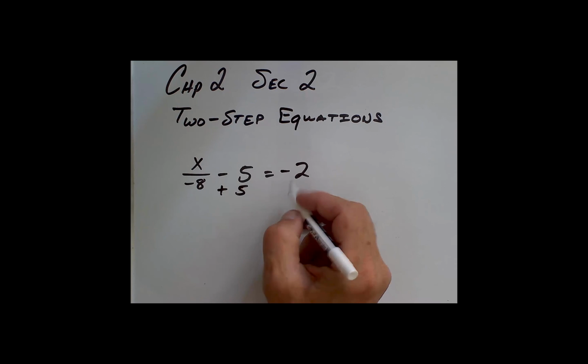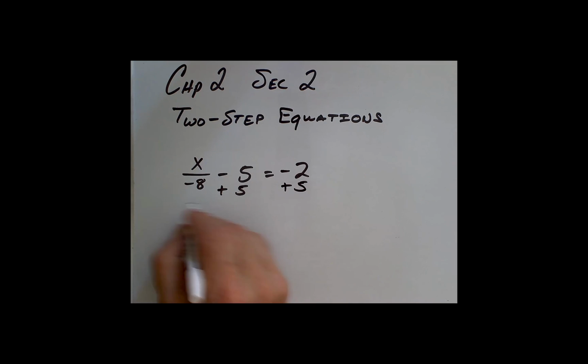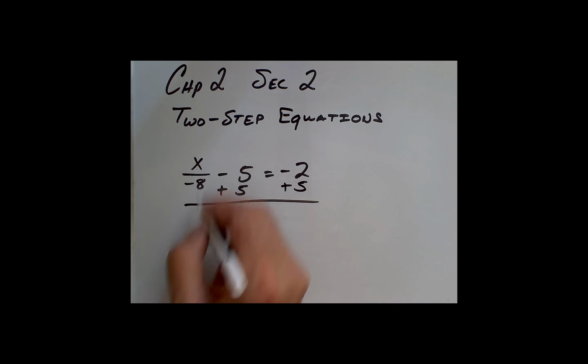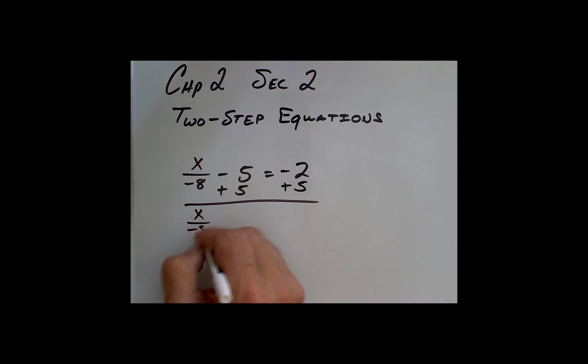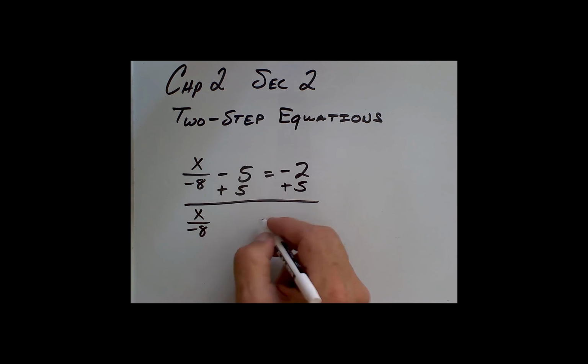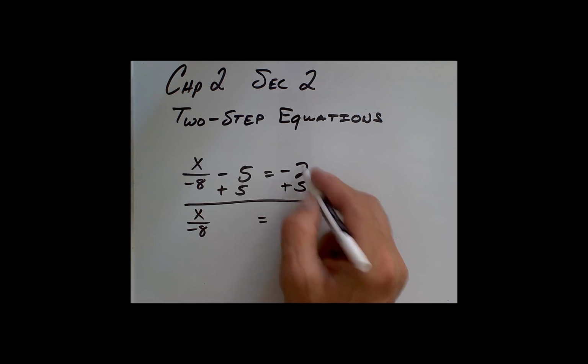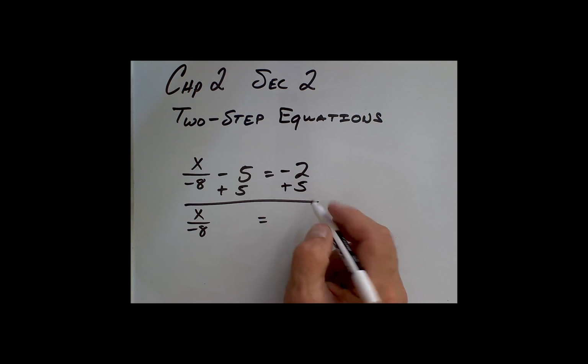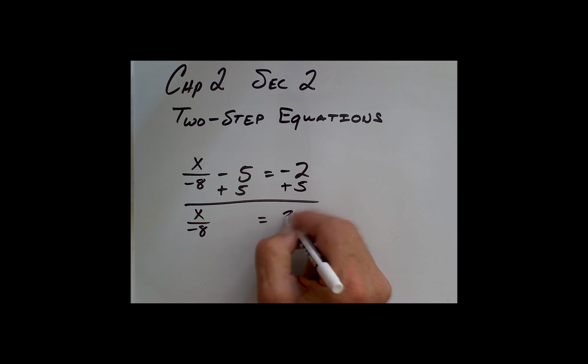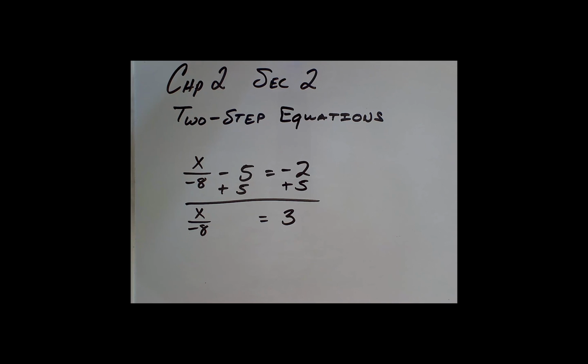Whatever we do on one side of the equal sign, we do on the other. Put our line there. We bring down our x over negative 8. This goes to 0, so we leave it, equals negative 2 plus 5, which is a plus 3. Okay, we've gotten that far.